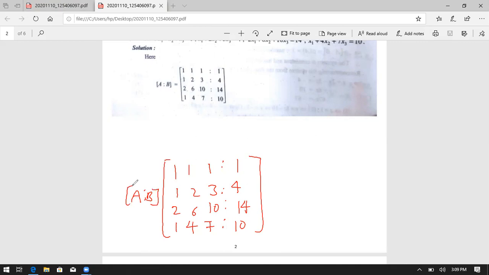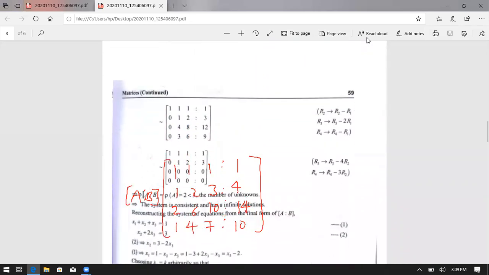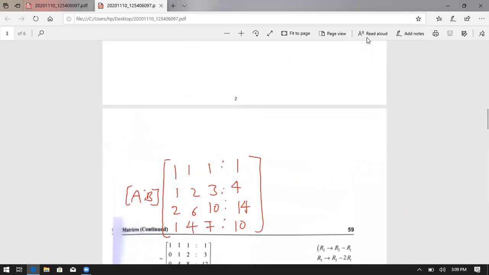Okay, see here. Here we take the R2 operation. What is the R2 value? R2 equals R2 minus R1. R2 is 1 and R1 also is 1, that's why 1 minus 1 is 0. I write here 0. Next element, 2 is there in R2. 2 minus 1 is 1. Next one, 3 is there. 3 minus 1 is 2. Next, the final one, 4 is there. 4 minus 1 is 3. I write here 0, 1, 2, and 3.